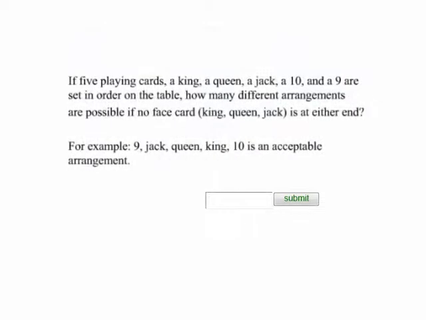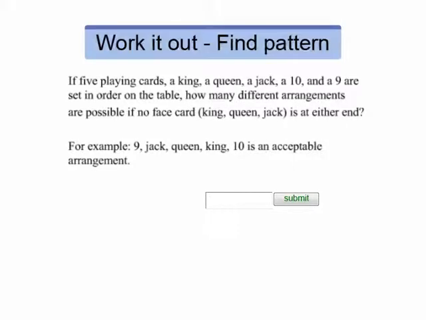Now this is a combination problem that places constraints on you. It puts limitations there. It says you've got 5 playing cards, a king, queen, jack, 10, and 9. They're set in order on a table. How many different arrangements are possible if no face card, that's a king, a queen, or a jack, is at either end? Okay, for example, it gives you 9, jack, queen, king, 10 as an acceptable arrangement. Okay, what we want to do here is work it out until you can establish a pattern.